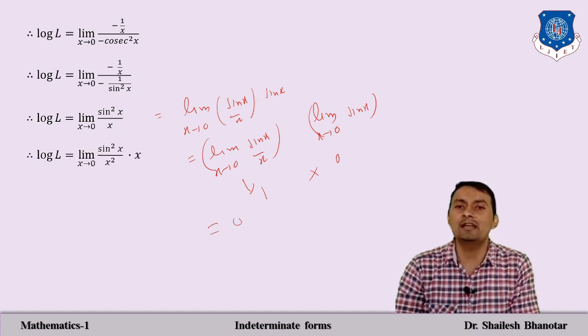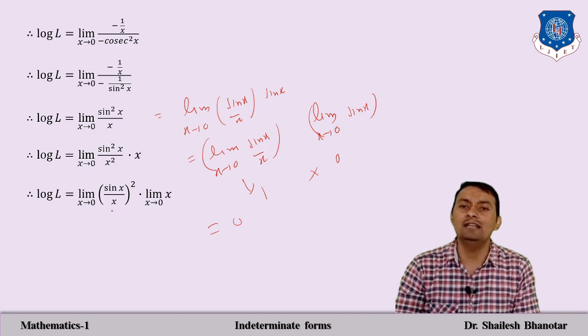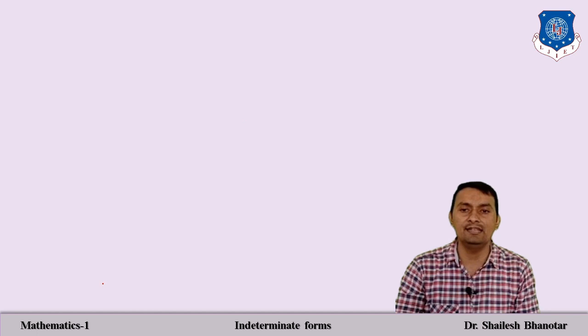But instead of that you can also apply this form, sin square x divided by x square into x. When you apply the standard form, you can write it as a limiting form, and this is exactly 1 and this is going to be 0. So finally we will get the answer 0. So this is the final answer, log L is equal to 0. Now just take antilog and you will get L is equal to e raised to 0, and e raised to 0 is exactly 1.